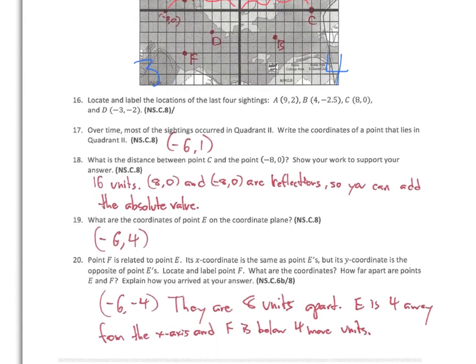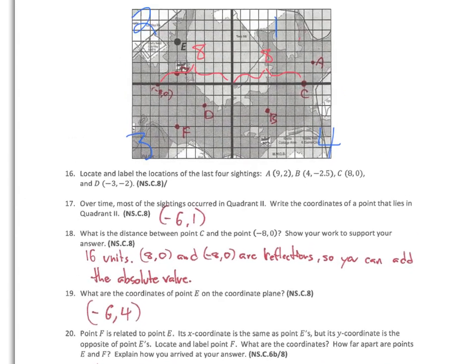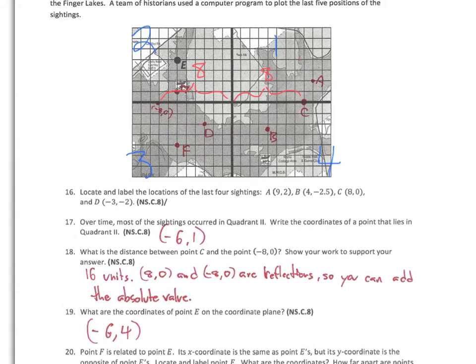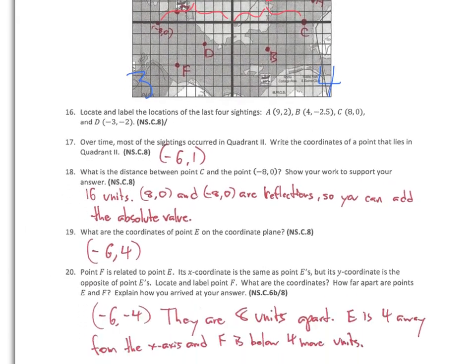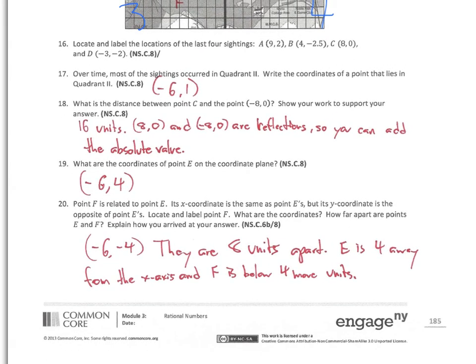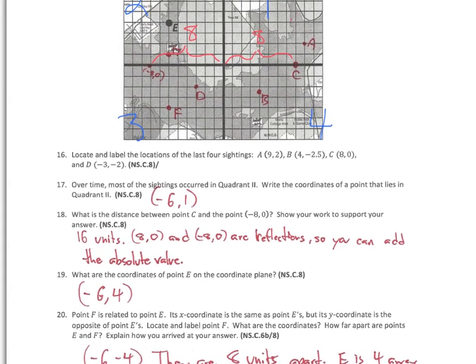And 19, what are the coordinates of point E on the coordinate plane? So E is right here, and we just have to write the coordinates, -6, 4. And then 20 says point F is related to point E. So let me scroll up a little. Point F is related to point E. Here is point E right here, and we wouldn't have point F yet. Its x-coordinate is the same as point E's, but its y-coordinate is the opposite. Locate and label the F point.